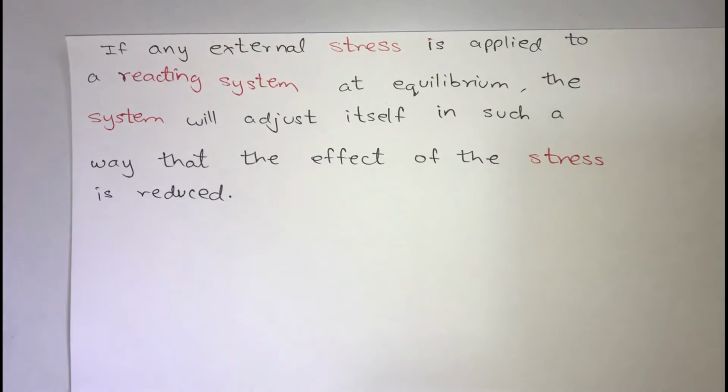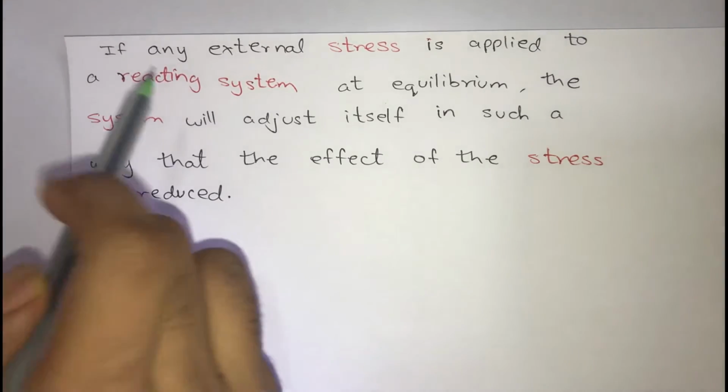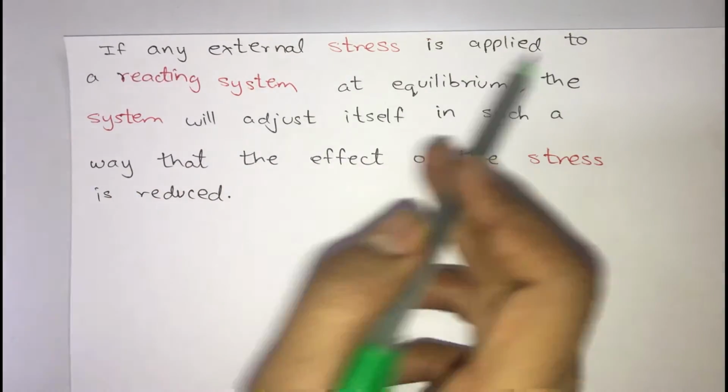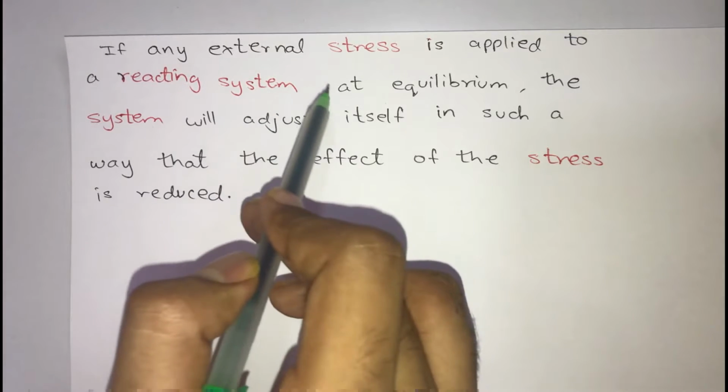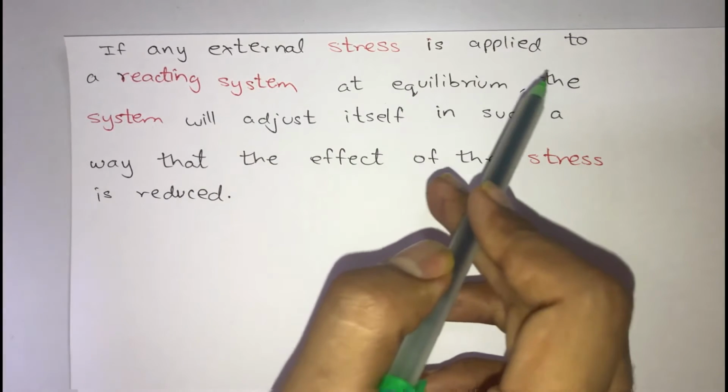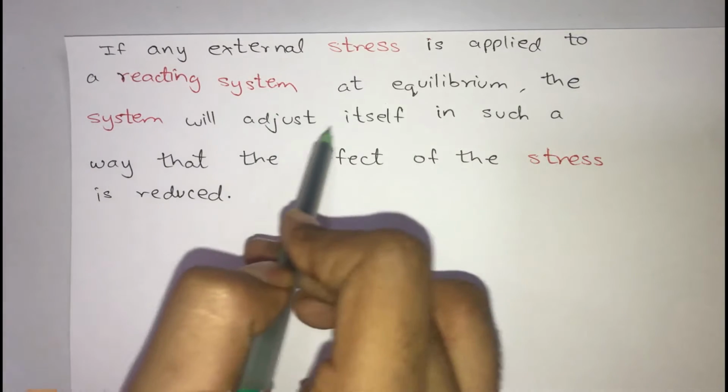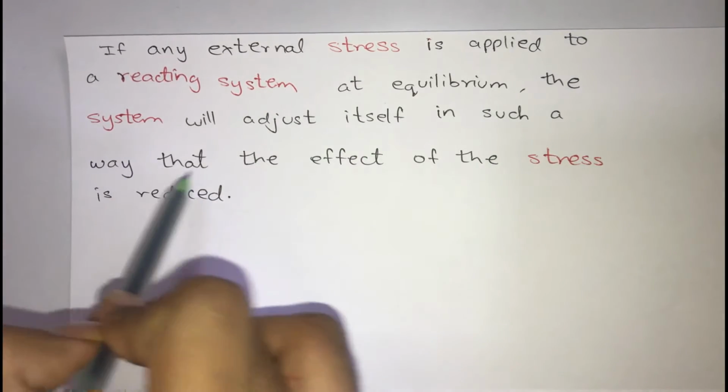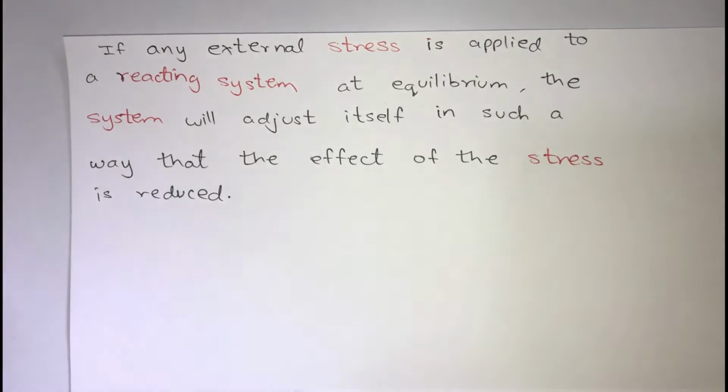Okay, so guys, this is your Le Chatelier's principle. Now guys, don't pronounce it incorrectly. It is a French name. Those who know French might be knowing this. Okay, so let's see what Le Chatelier's principle has to tell us. If any external stress is applied to a reacting system which is at equilibrium, then the system will adjust itself in such a way that the effect of the stress is reduced.